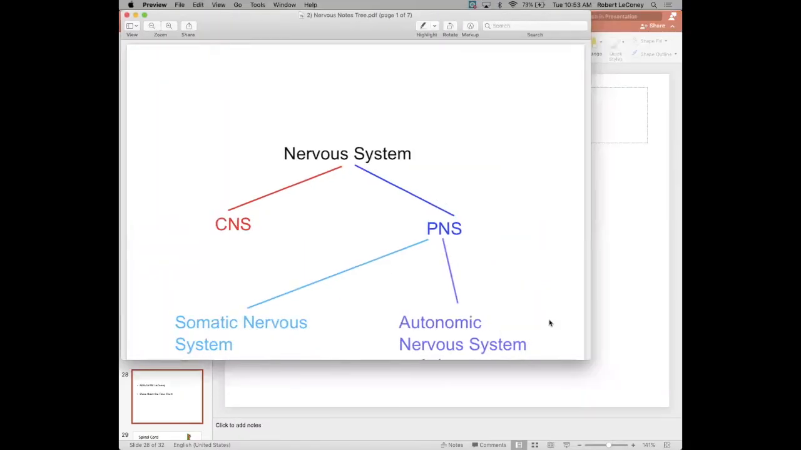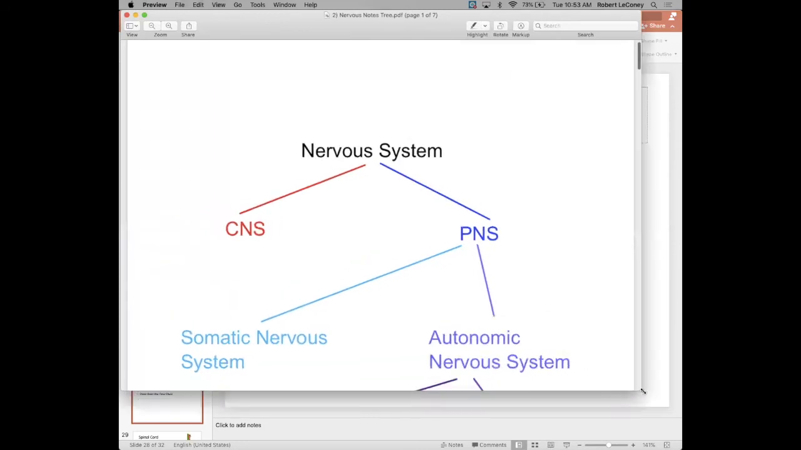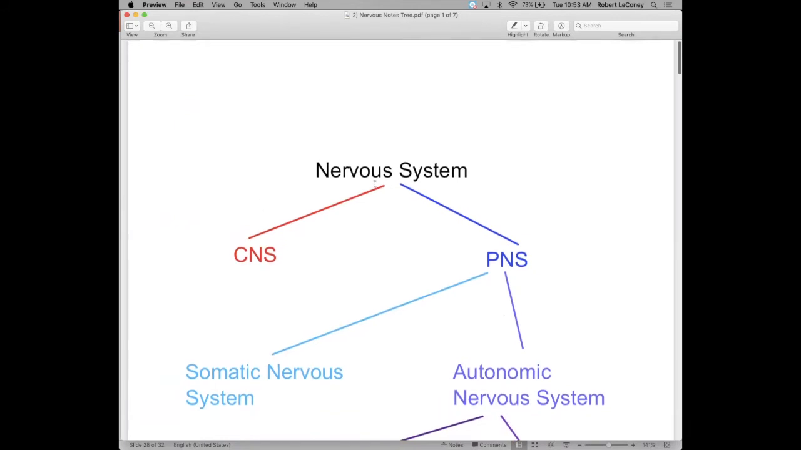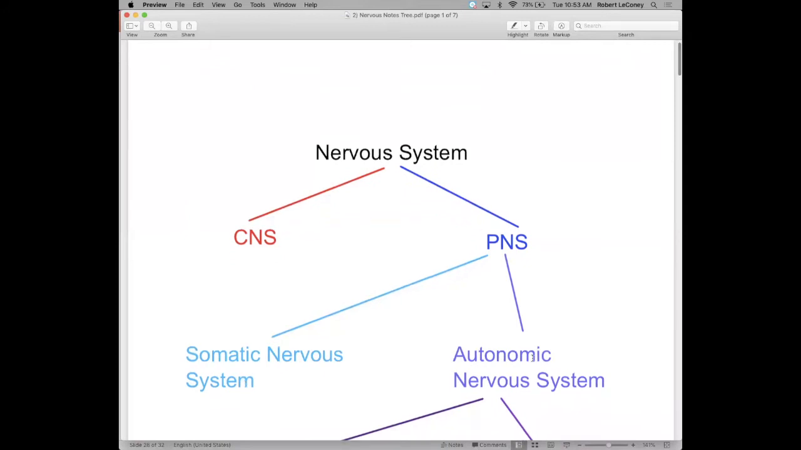So there's a little flow chart to help you get all that information. We've got your nervous system. Your nervous system can get separated into the central nervous system or the peripheral nervous system. The central nervous system, I could actually separate this further, brain and spinal cord, but we're not talking about that right now, so I didn't. Your peripheral nervous system gets separated into somatic nerves or autonomic nerves, the stuff that you do control and the stuff that you don't control.